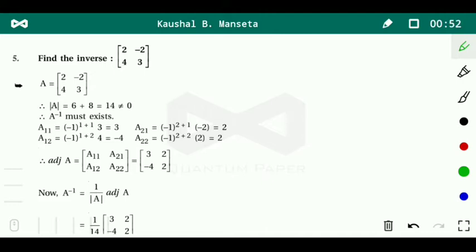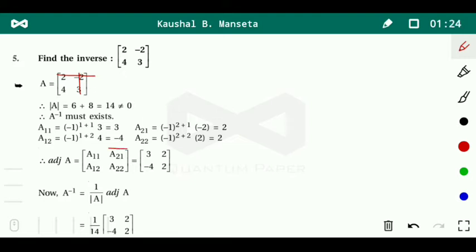Okay, so capital A11, capital A12, A21, A22. Capital A11 is equal to minus 1 raised to 1 plus 1. We have to remove first row, first column, so it gives 3. So A11 gives 3. Now for A12 we have to remove first row, second column, and we write minus 1 raised to 1 plus 2, because i plus j, i is 1, j is 2. So minus 1 raised to 3 gives minus 1, and 4. So 4 into minus 1 is minus 4.